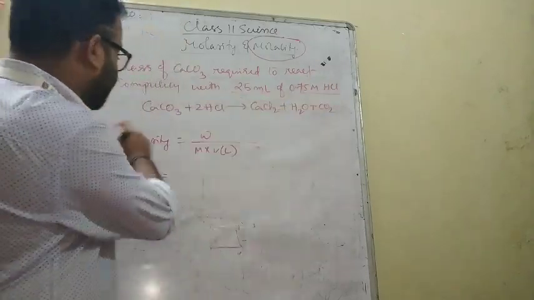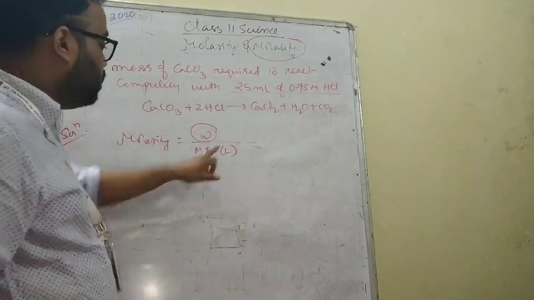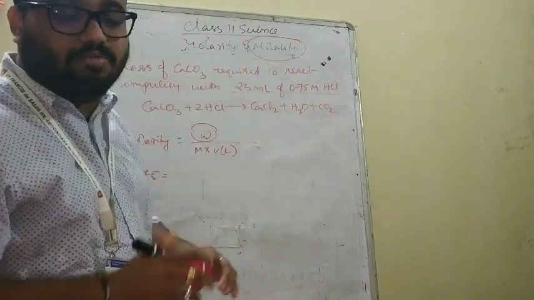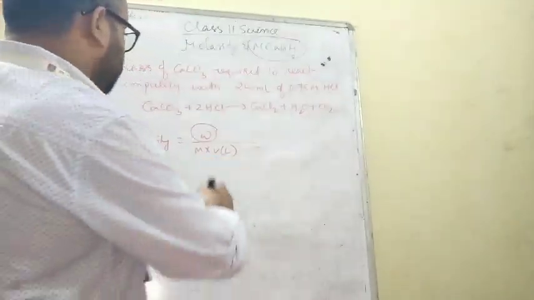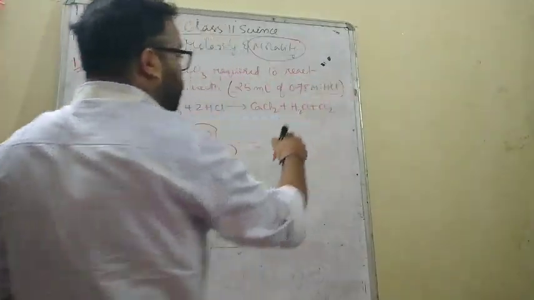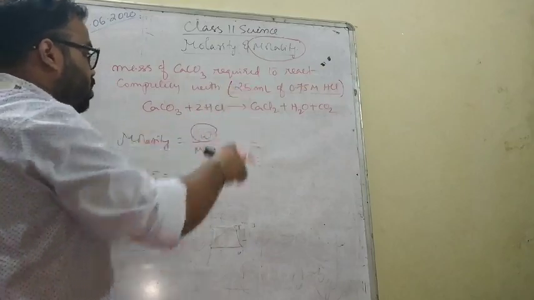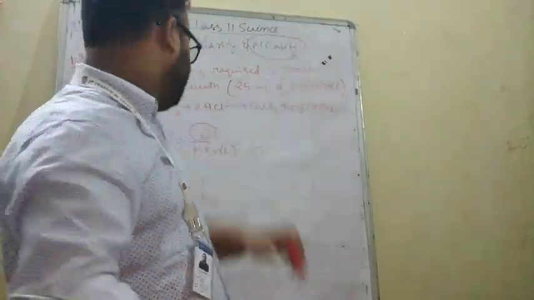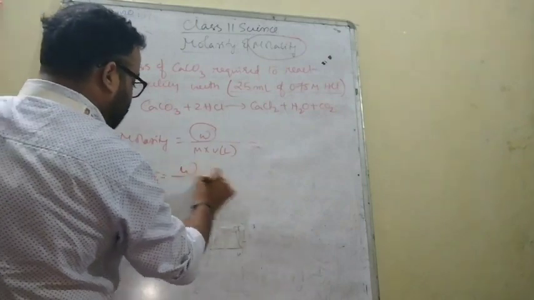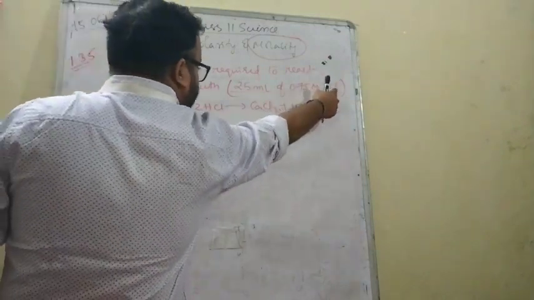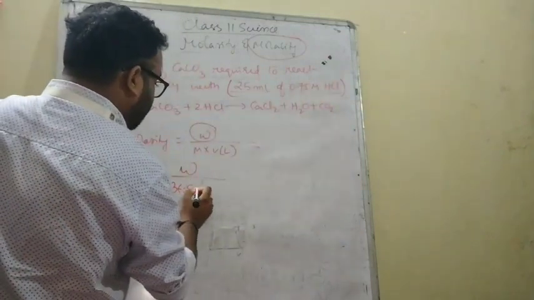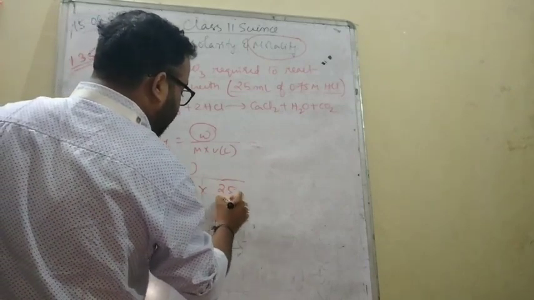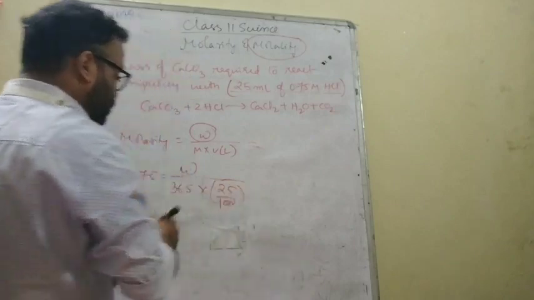So what will come out from here? You will take out the mass, the mass of HCl. Whenever volume and molarity are given, you take out the mass. So mass by molar mass, 1 plus 35.5, that is 36.5, into volume in liter. The volume is 25 divided by 1000.